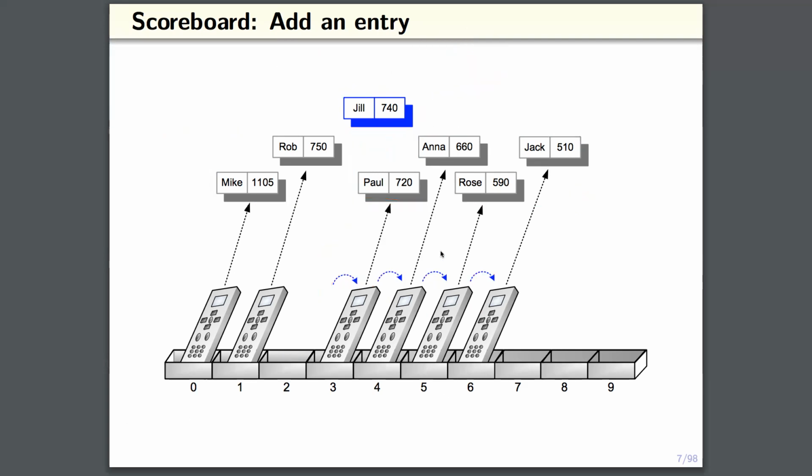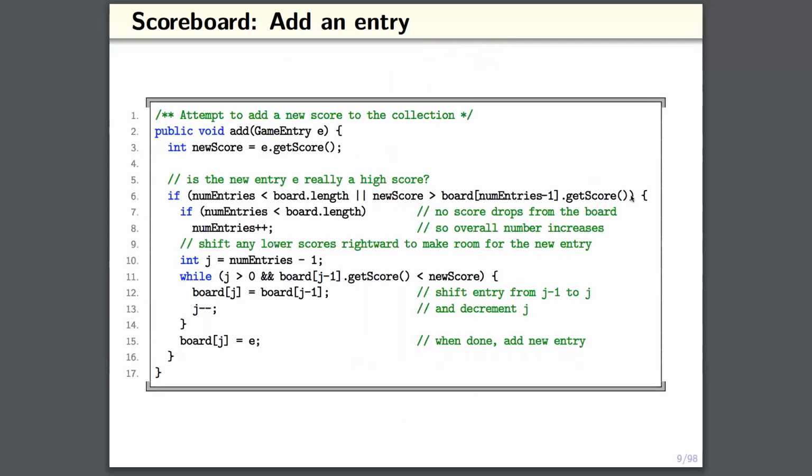So hold on to that idea. Now let's see how this works. Add.